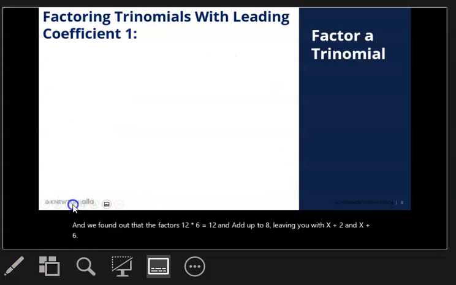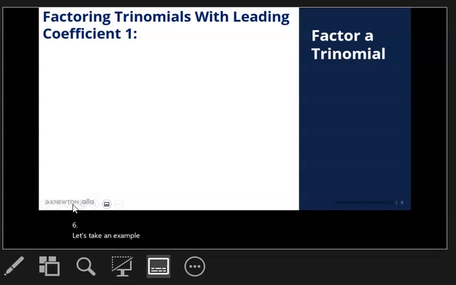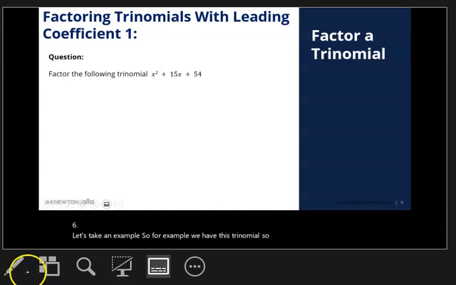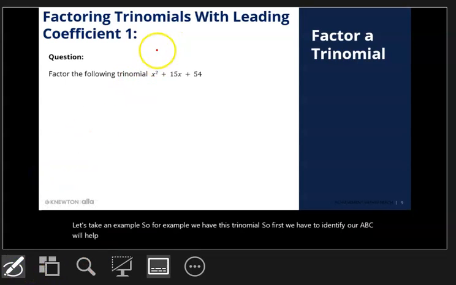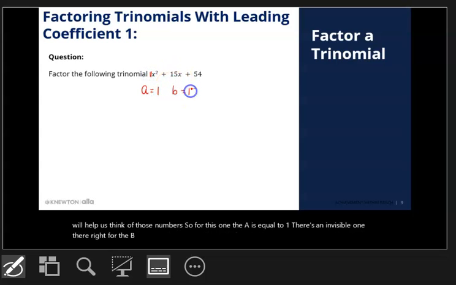Now let's take an example. So for example, we have this trinomial. So first we have to identify our a, b, and c. It will help us think of those numbers. So for this one, the a is equal to 1. There's an invisible one there, right? For the b, that's going to be 15. And for the c, that's going to be 54.